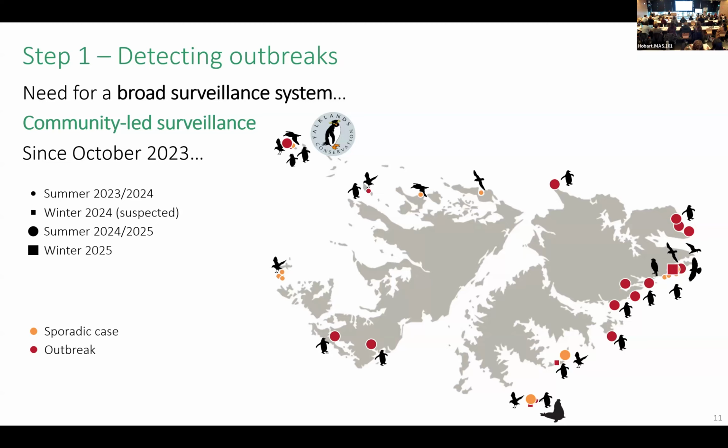And as we are speaking now, we still have Gentoo penguins dying close to Stanley. Stanley is a little city there. So that's where we have, I would say, the most active surveillance. And so now we know that penguins are still dying in winter, the few penguins that are staying on the islands.